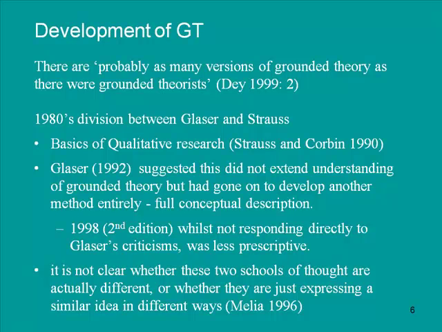So in the 80s, Strauss teamed up with one of his doctoral students, Juliet Corbin, and they started to do quite a lot of writing about grounded theory and published their book in 1990, which is called The Basics of Grounded Theory. And Glaser was none too happy about this, and they started to have a really very public discussion about this.